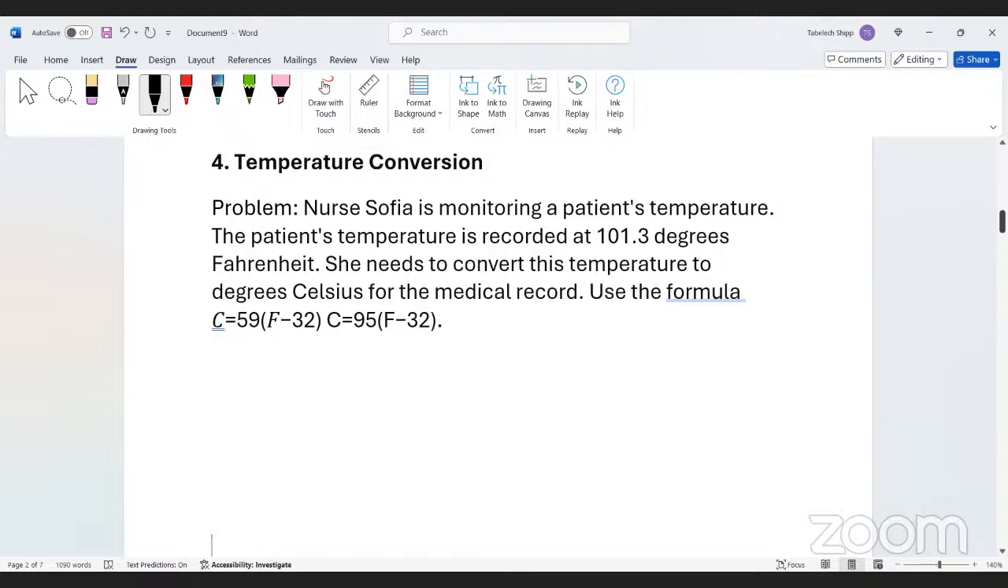So let me see if I can actually give you all another one that deals with temperature conversions.